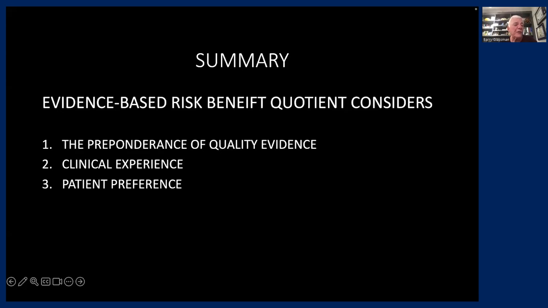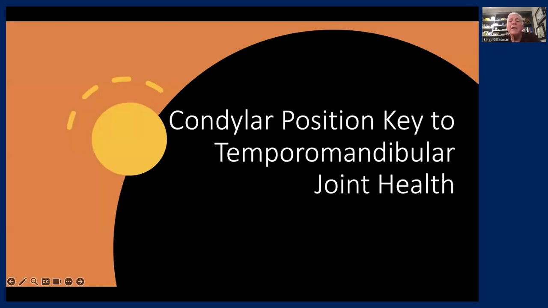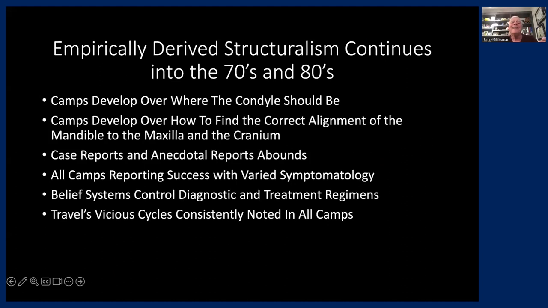Evidence-based refers to one, the preponderance of the quality of evidence, two, the clinical experience, and three, patient preference. So structuralism then, and assumptions. One is centric relation position, and there's an anterior midpoint stop section that we won't be able to get to in the whole thing. So the centric relation position is the key to mandibular health. And again, it's empirically derived, and it comes from the 70s, 80s, where camps were developed there.